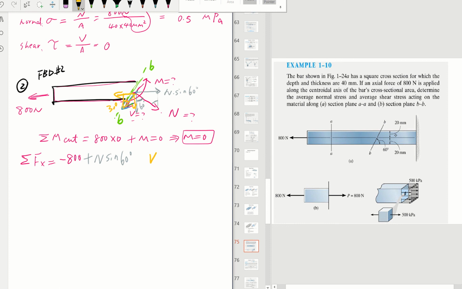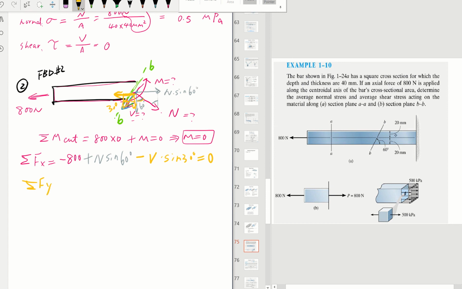Okay, how do we do that? Because this angle is 60, this angle will be 30, and this angle will be 30 as well. So the x direction component will be V times sine 30 degrees, because it's opposite to this angle, and it's going to the left, minus. That equals 0. Now we're going to look at the y direction.